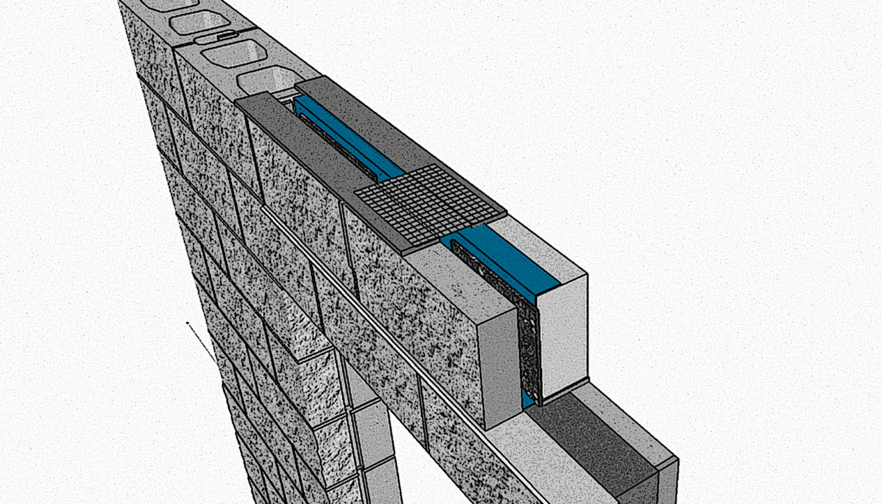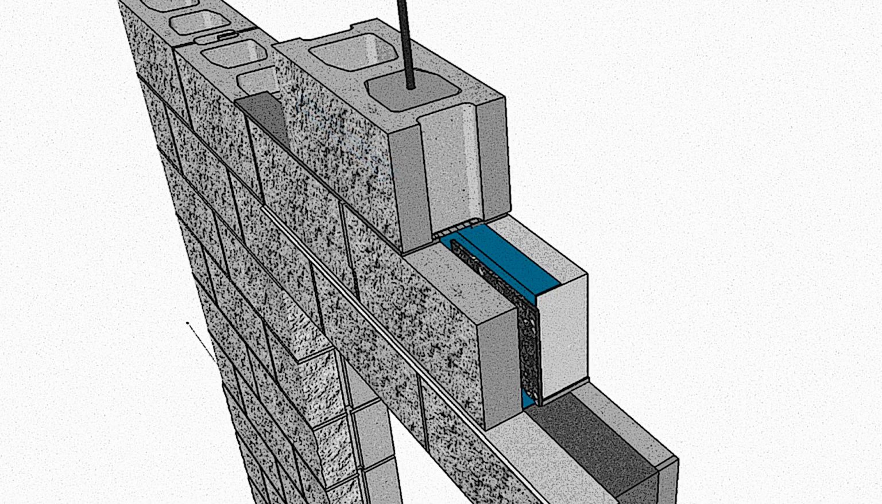It is important to ensure that any vertical cores that will be grouted directly above the opening lintel are sealed and isolated from the flashing drainage path. Otherwise, the drainage area will fill with grout, making it ineffective and prone to staining and leakage.